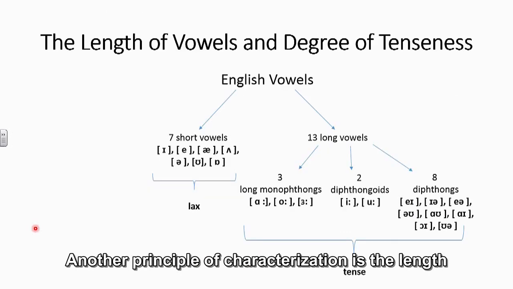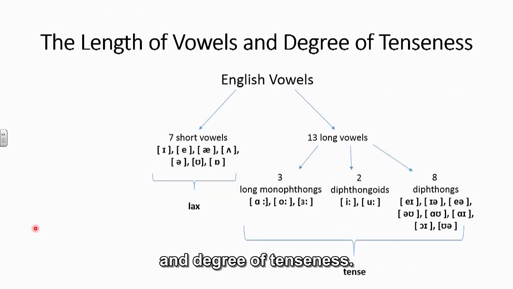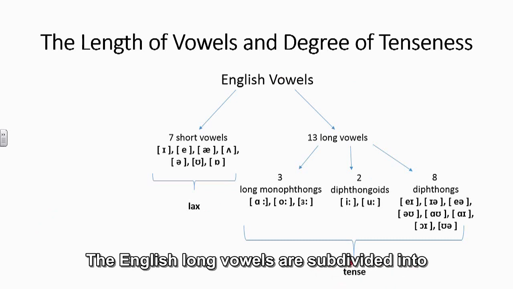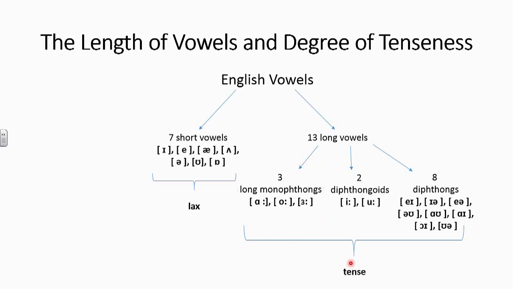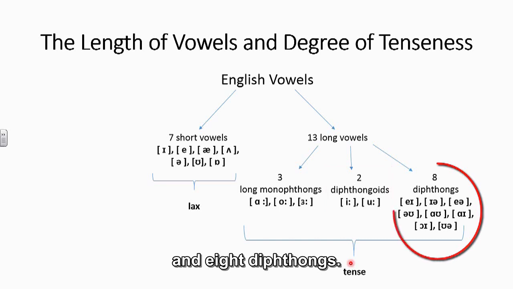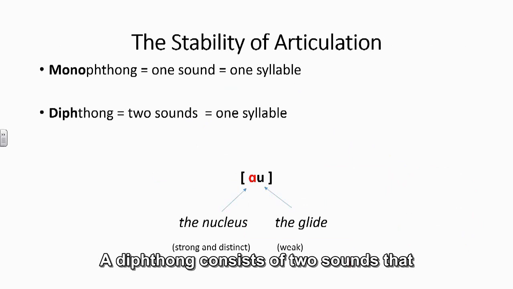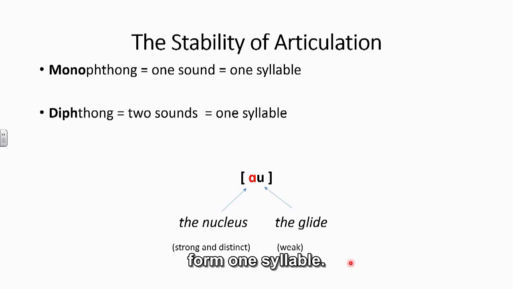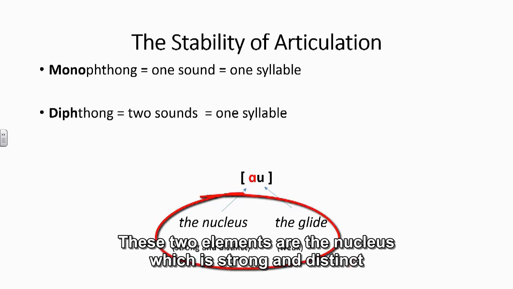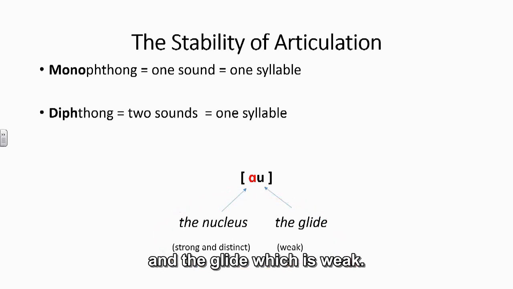and I. Another principle of characterization is the length and degree of tenseness. All short vowels are lax, and all long vowels are tense. The English long vowels are subdivided into 3 long monophthongs, 2 diphthongoids, and 8 diphthongs. A monophthong is one sound that forms one syllable. A diphthong consists of 2 sounds that form one syllable. These 2 elements are the nucleus, which is strong and distinct, and the glide, which is weak.